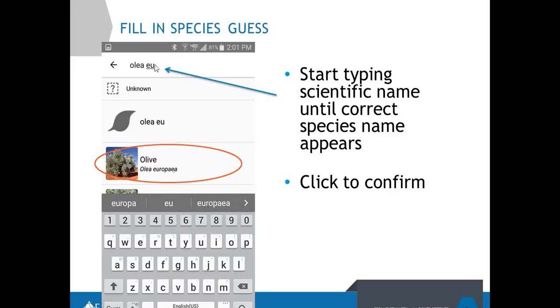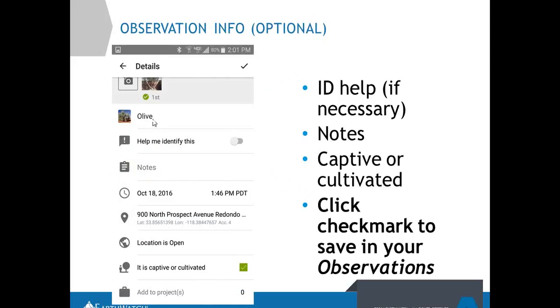As soon as you've typed enough so that the correct option shows up, you can just go ahead and click it, and then it'll confirm that species identification for you on your observation, which is very convenient. You see that I've done that, and now it says that I'm guessing that this is an olive tree. There are some optional things that you can click at this point, but you basically cover the two most important features if you've done the GPS and the species guess.